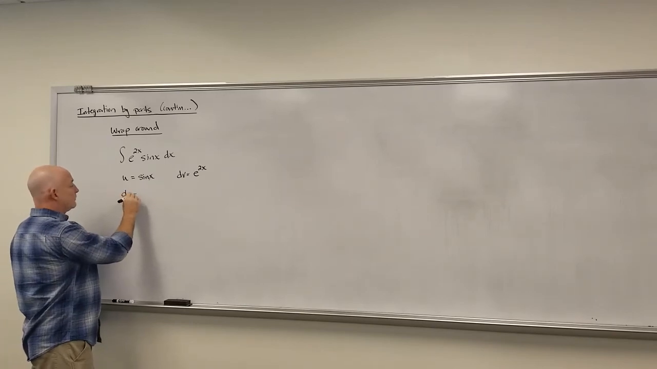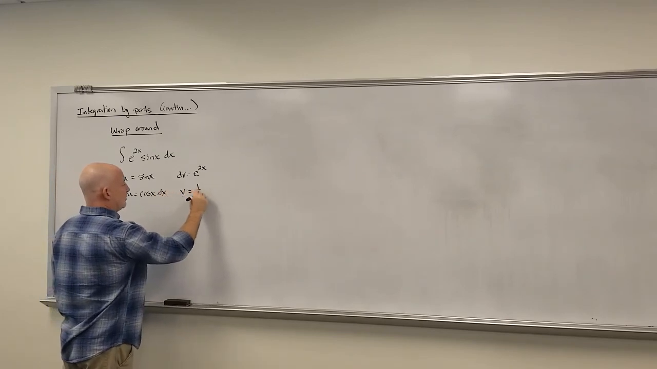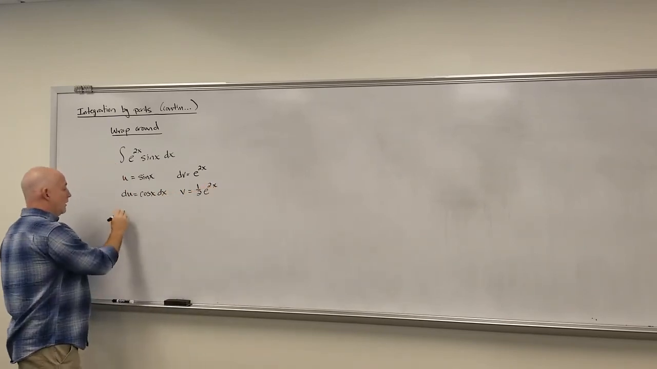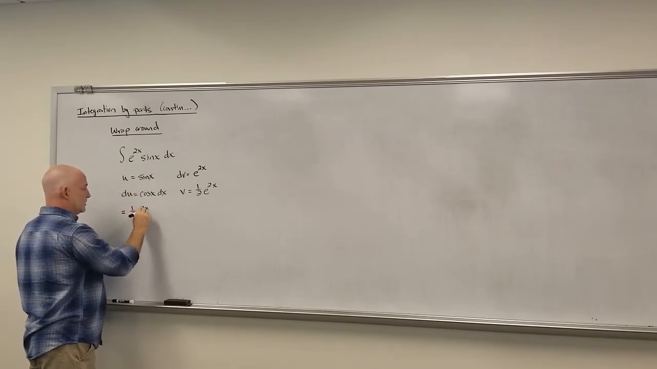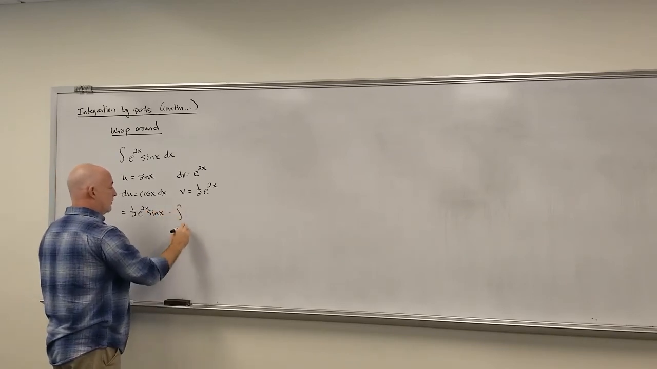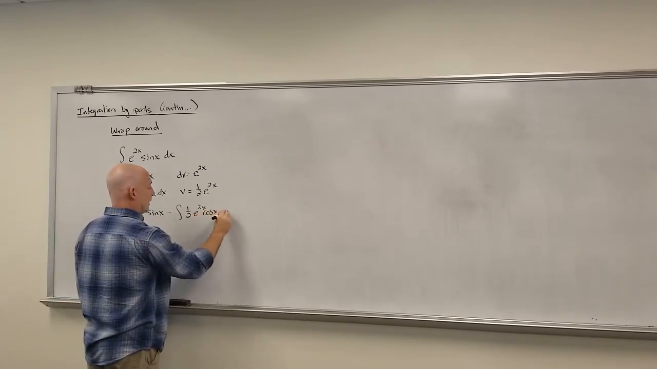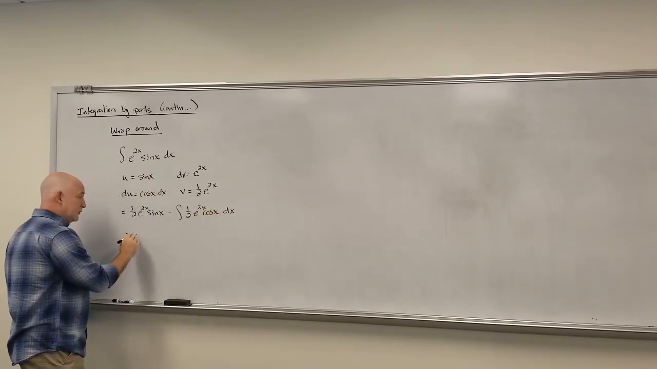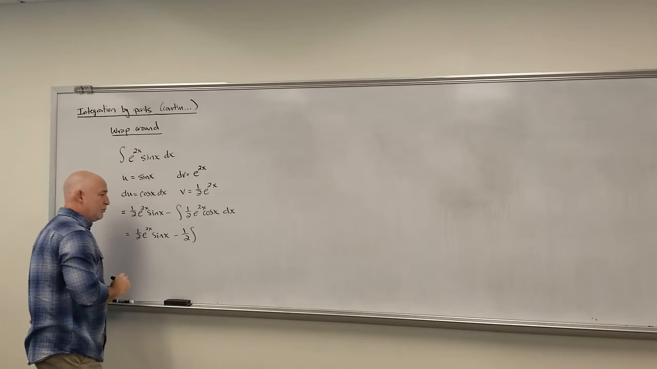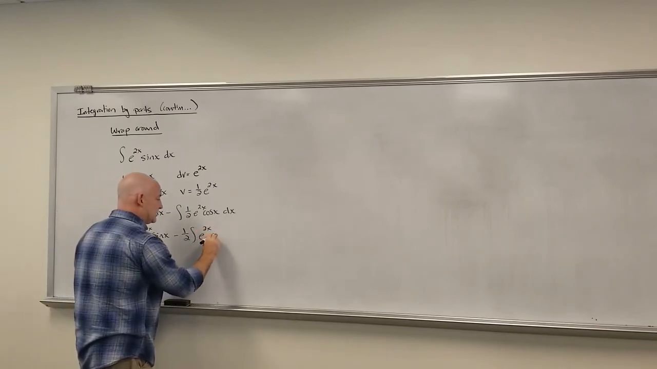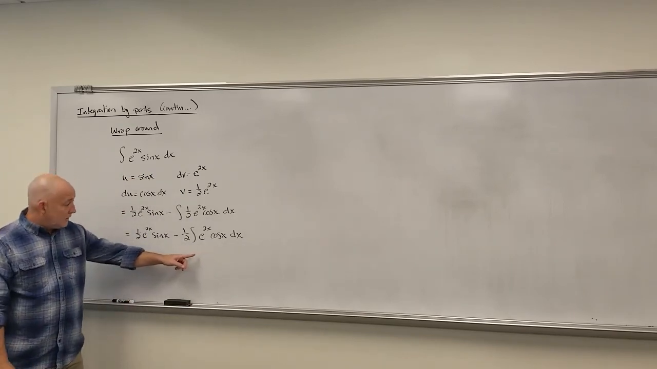All right, so let's put our pieces together. So du would be cosine x dx. V here would be 1/2 e to the 2x. All right, so our original integral is equal to uv, so 1/2 e to the 2x sine x, minus the integral of v du, cosine x dx. Now just for looks, I'm going to go ahead and pull out that 1/2, so we get e to the 2x cosine x dx.